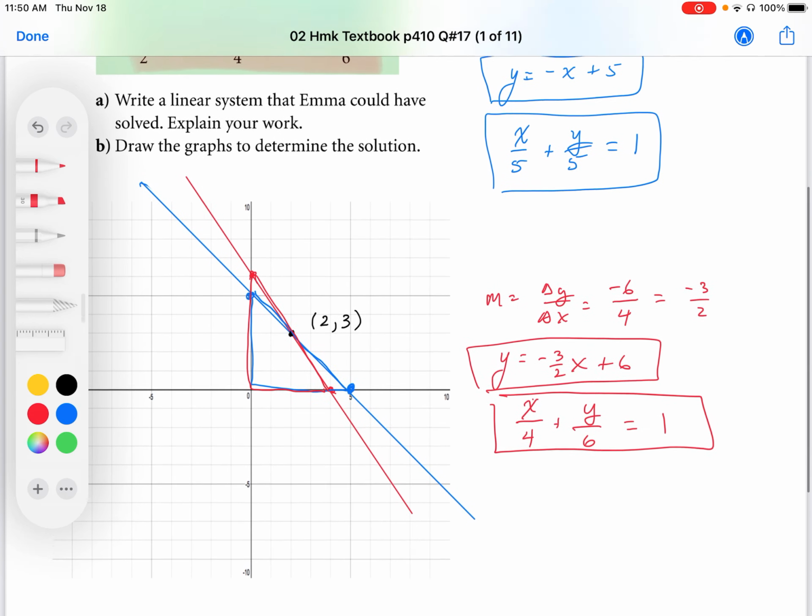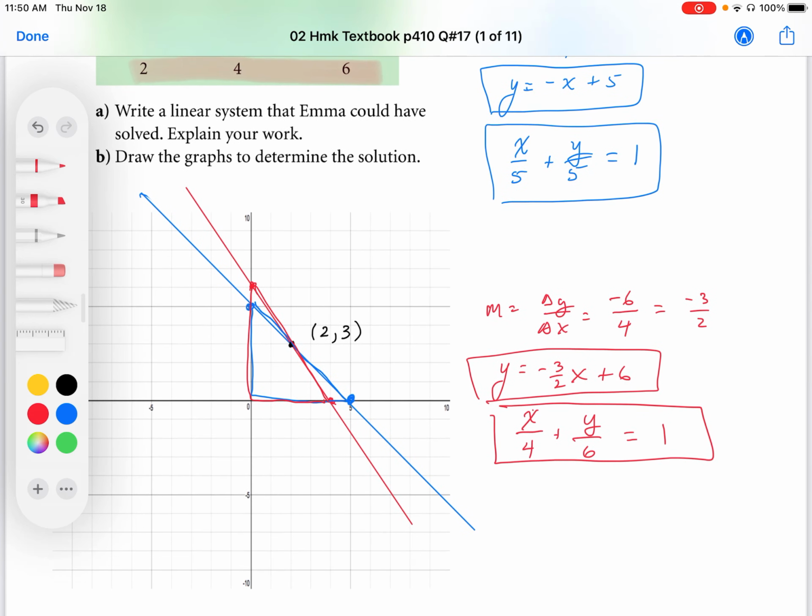Now, the last thing we could do, and this is what we're going to end up doing later, is actually solve this as a system of equations. So we'll solve this algebraically instead of finding the solution on the graph.